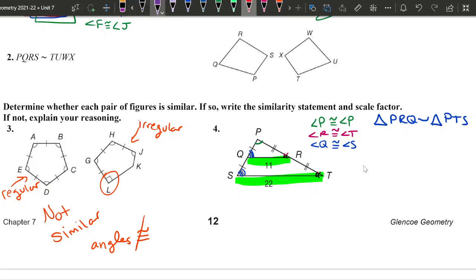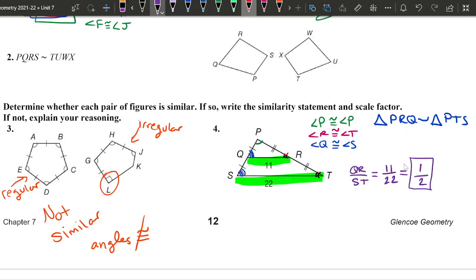So if I say QR, it didn't ask for this part, but I'm going to go ahead and write it out. QR over ST, it's a ratio of its sides. And I can fill in the value, that's 11 over 22. And then once you get it into simplest form, you reduce the fraction. Then you have a scale factor. So 1/2. 11 is half of 22. So my scale factor is half.